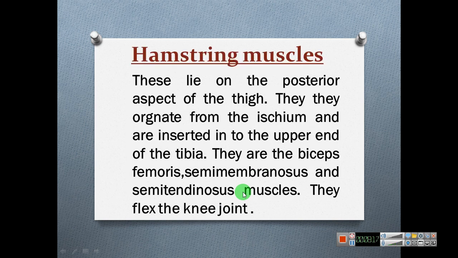Hamstring muscles. These lie on the posterior aspect of the thigh. They originate from the ischium and are inserted into the upper end of the tibia. They are the biceps femoris, semimembranosus and semitendinosus muscles. They flex the knee joint.